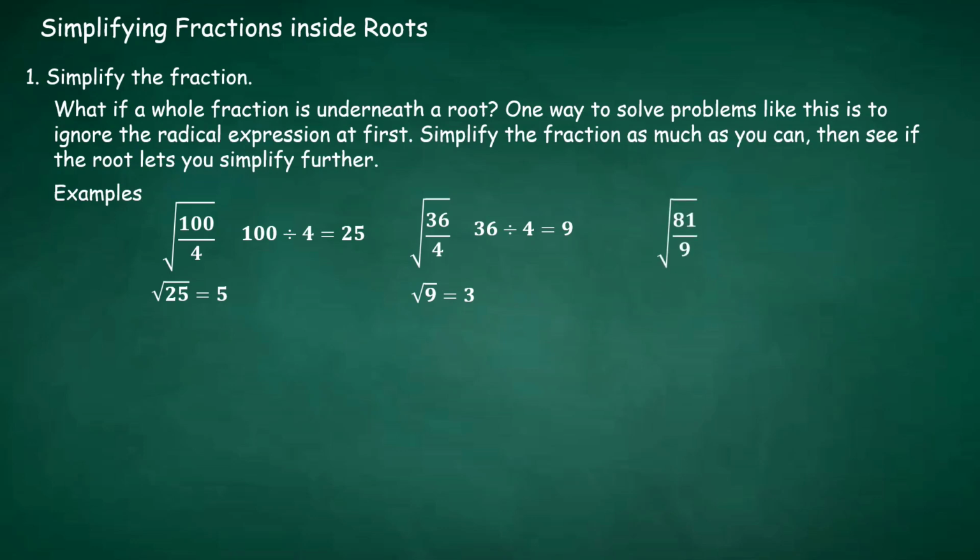Simplify the square root of 81 over 9. Just ignore the radical and divide 81 by 9, and the answer is 9. Then take the square root of 9. So the final answer is 3.